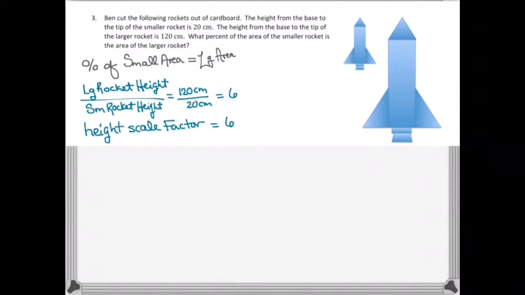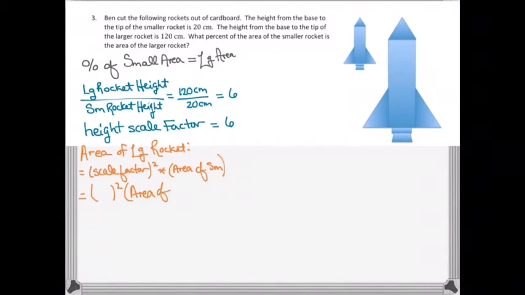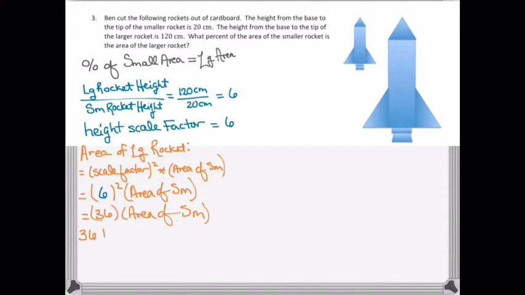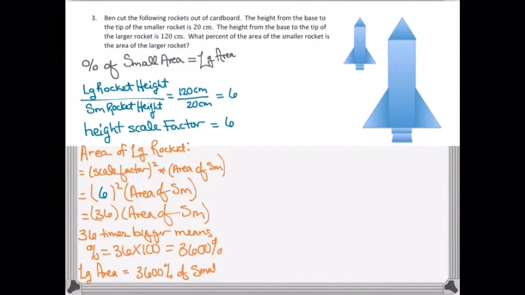So that scale factor of 6 tells us that to find our area of the large rocket, we can square our scale factor and multiply it by the area of the small rocket to find the area of the large rocket. So if I square 6, I will get 36. So the large rocket is 36 times larger than the small rocket. This would mean as a percent that we'd have 3,600% of the small area would equal the large area because it is 36 times bigger. So the percent must be greater than 100.